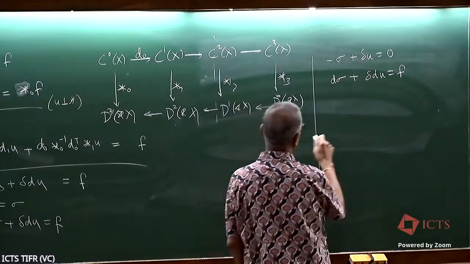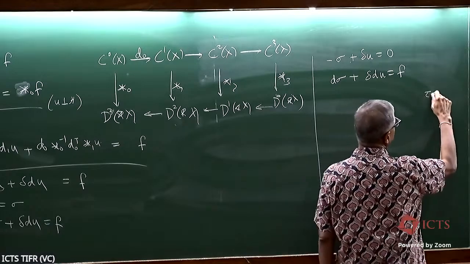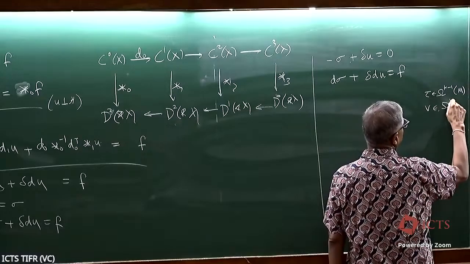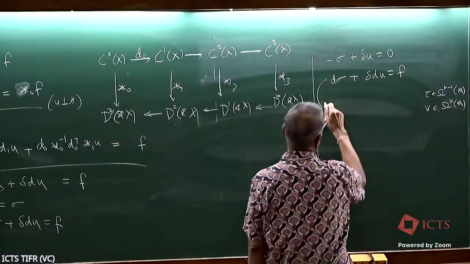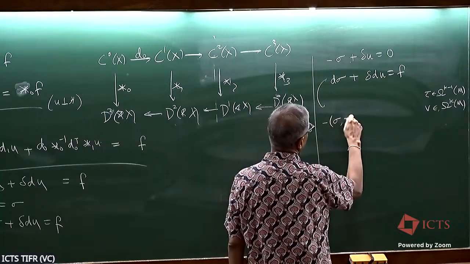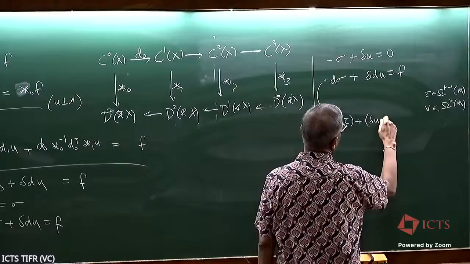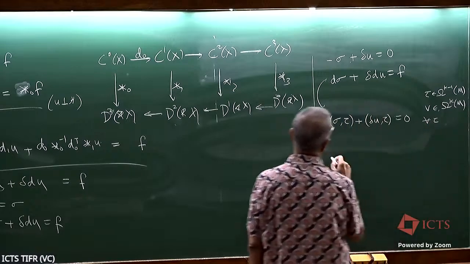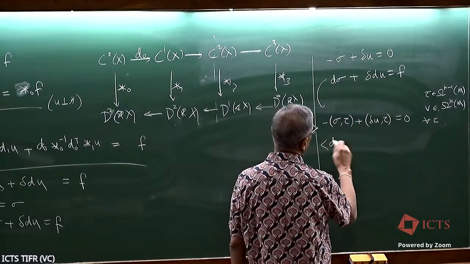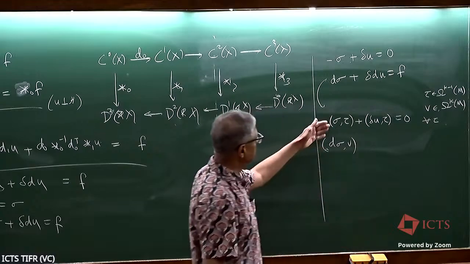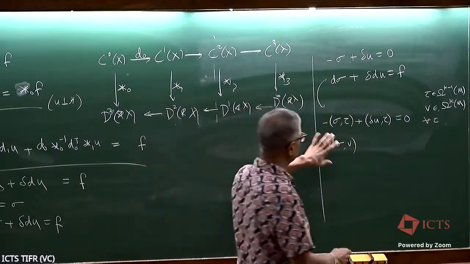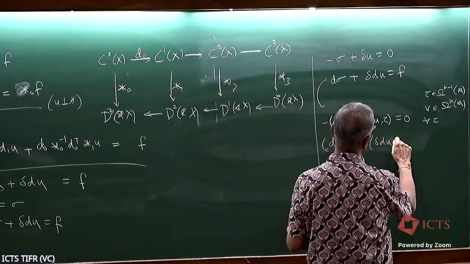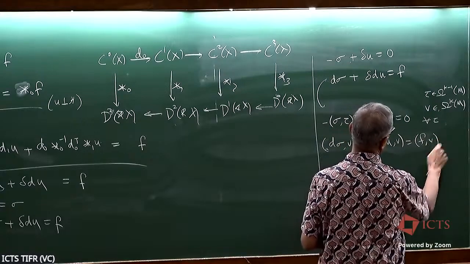So you will take test forms tau, which will be k minus 1 forms, and v's, which will be k forms, and you do a weak formulation. So you do minus sigma dot tau plus delta u dot tau equals 0 for all tau, and d sigma dot v. These are the L2 inner products that we had earlier worked out for forms, plus delta du dot v equals fv.